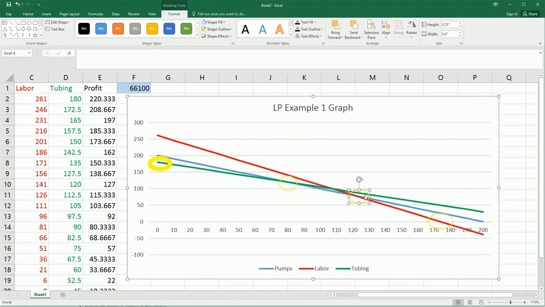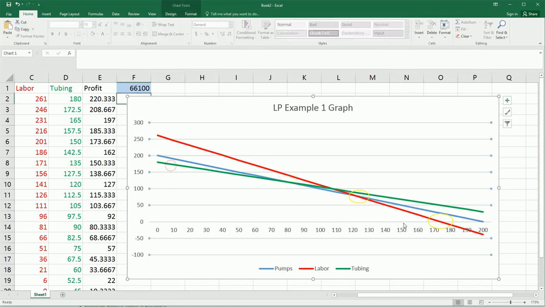And to find these points here, I just simply set the blue line equal to the green line. To here, I set the blue line equal to the red line. I solve for x1, I solve for x2. And I plug those into the profit function to see which is going to maximize my profits. For this particular example, the optimal solution is where the blue and red lines meet, meaning that we use all of our pumps and all of our labor, and we have tubing left on the shelf. And that's what's going to maximize our profits.